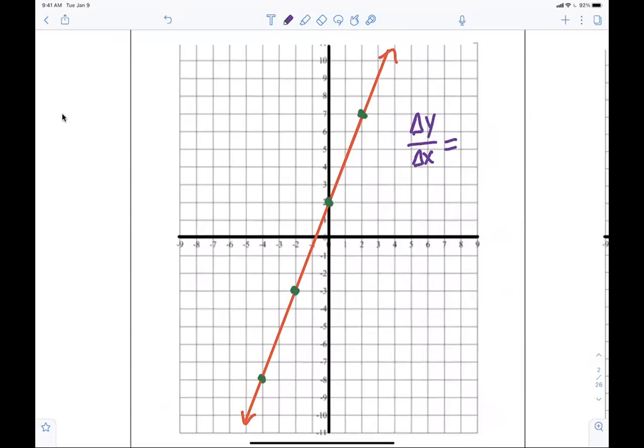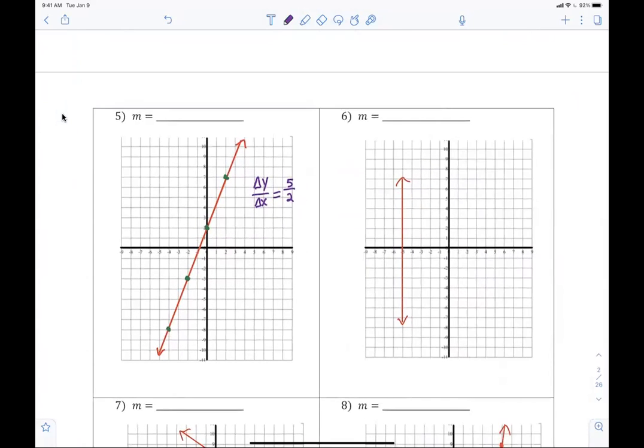Tell me, Will. It's 5 over 2. Somebody said 5 over 2. Anybody else get 5 over 2? Easy, correct? That's it. All right, so that's a good refresher.